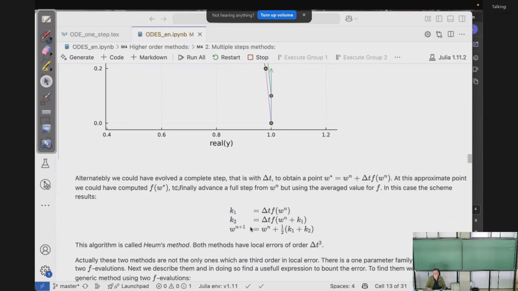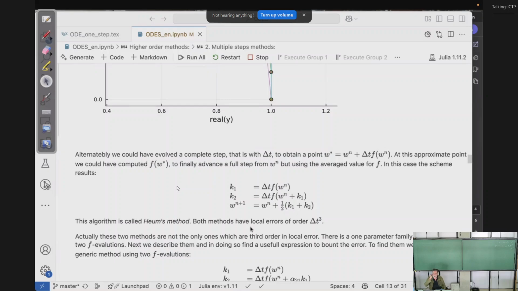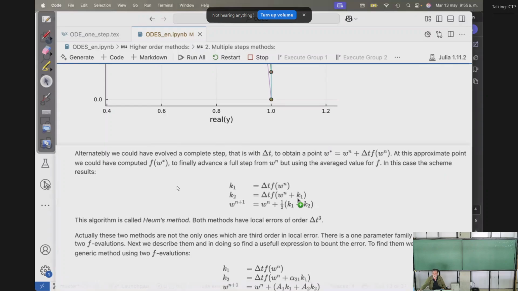And this is Heun's method. So you get the K1, it's the same as before, but here you put K1, not 1/2.